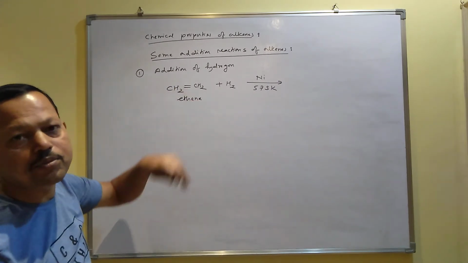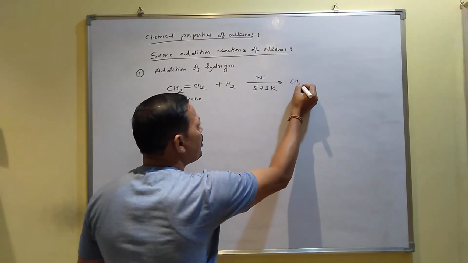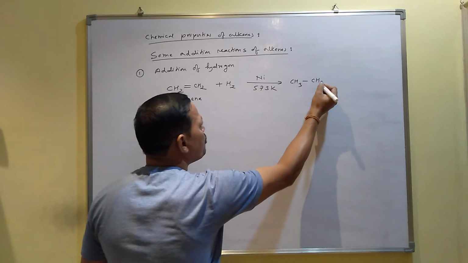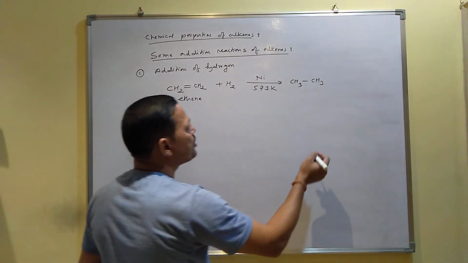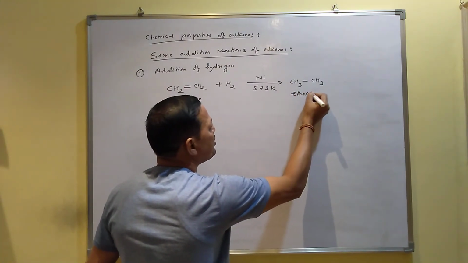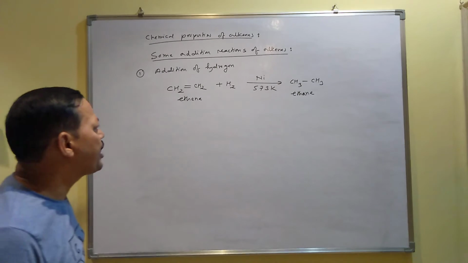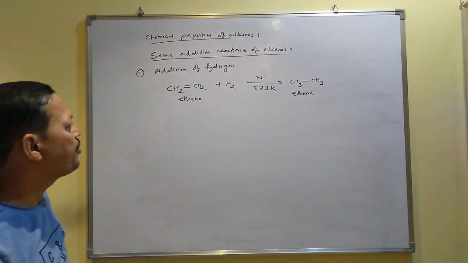and the double bond will be converted to single bond. I mean this CH2, by adding hydrogen, will convert to CH3, and this carbon also adds hydrogen to become CH3, and the double bond will be converted to single bond. And this type of reaction is called addition reaction, and you will get the product ethane. I mean ethene is converted to ethane by adding hydrogen.